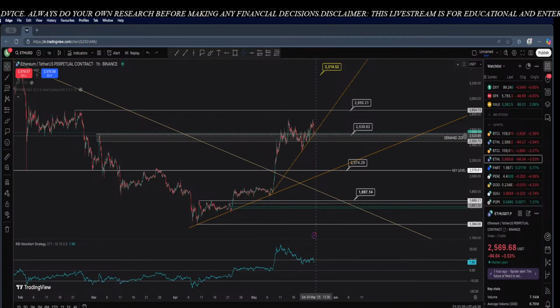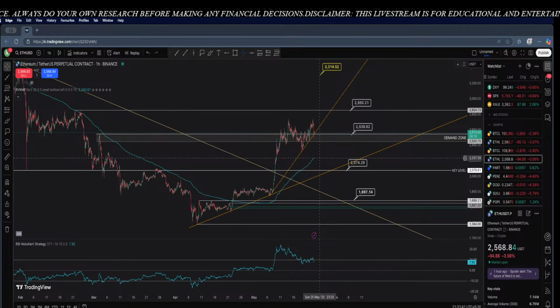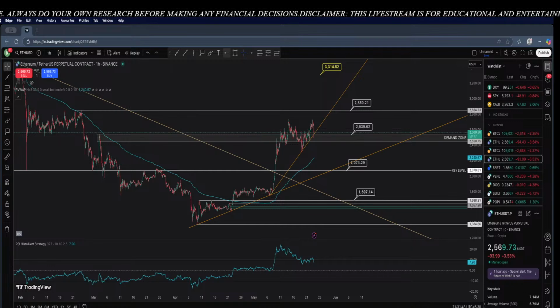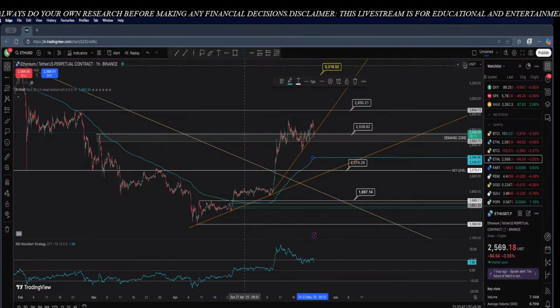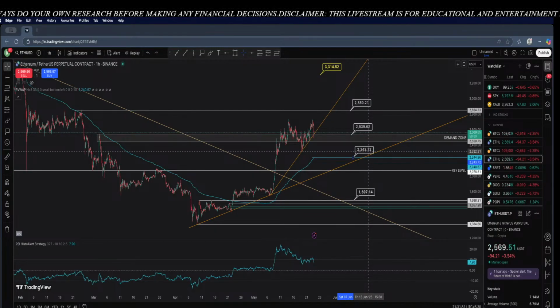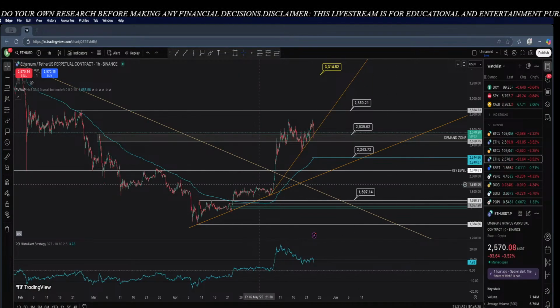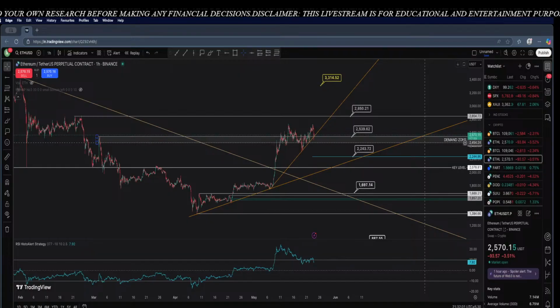So if you look at this, we are now slowly trying to break down from this. And then if I pull up the VWAP, look at the price of the VWAP. The price of the VWAP target is going to be 2244. Let's copy this right here. 2243. Yeah. All right. So this is going to be my thesis on Ethereum.